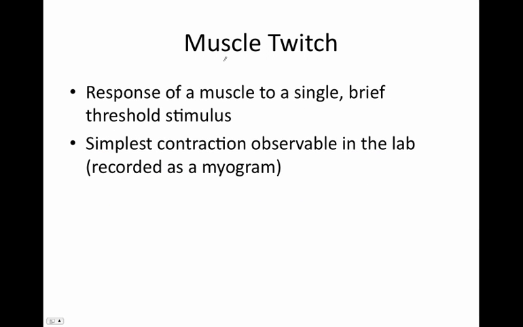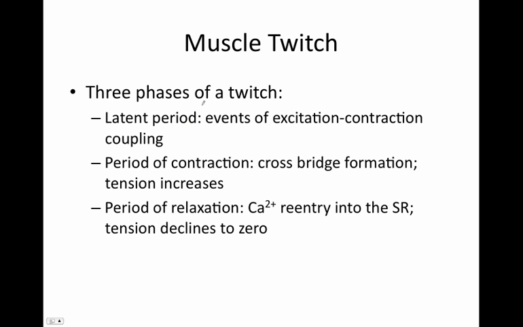Muscle twitch, then, is the response of a muscle to a single brief threshold stimulus. So we reach threshold and we fire that off, and we just have one brief little muscle twitch. It's the simplest contraction observable in the lab, recorded as a myogram. So myo, our muscle portion of the term, and gram being a chart.